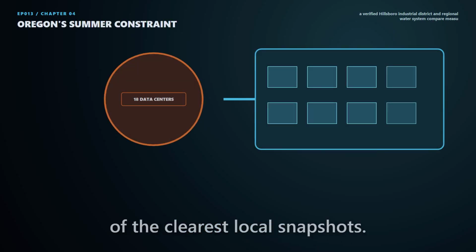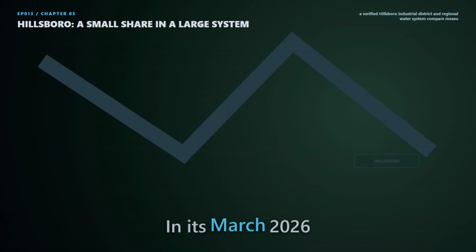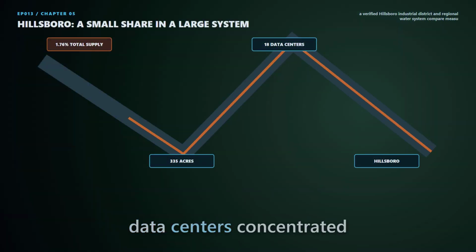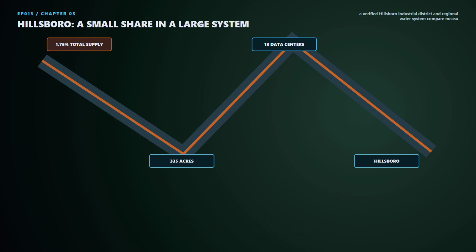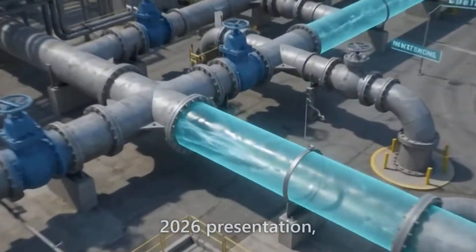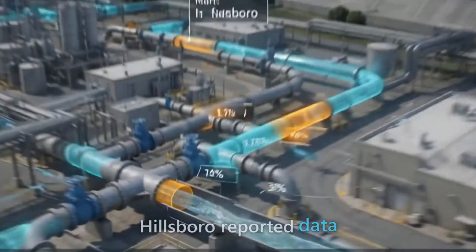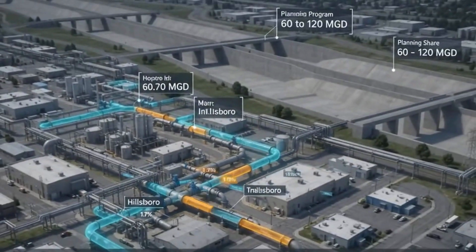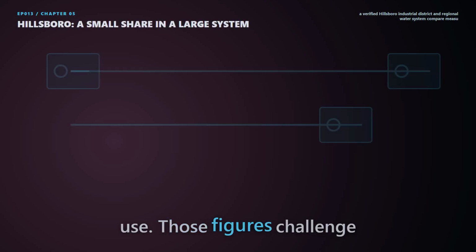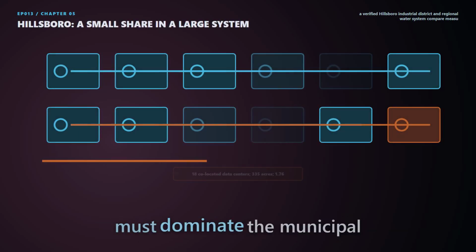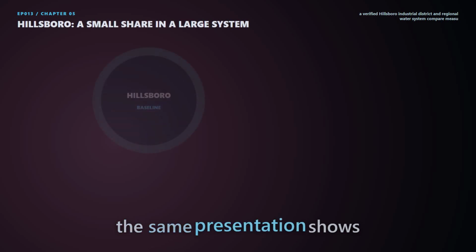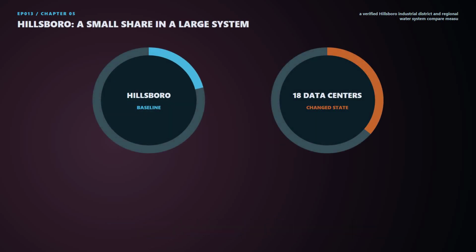Hillsboro offers one of the clearest local snapshots. In its March 2026 presentation, the city reported 18 co-located data centers concentrated in roughly 335 acres of planned industrial land. In its March 2026 presentation, Hillsboro reported data centers at 1.76% of its water supply and 3% of industrial water use. Those figures challenge the assumption that the buildings must dominate the municipal system simply because they are physically large. But the same presentation shows why percentages need context.